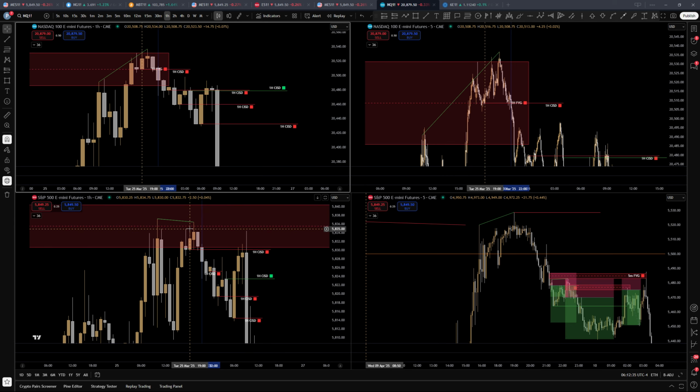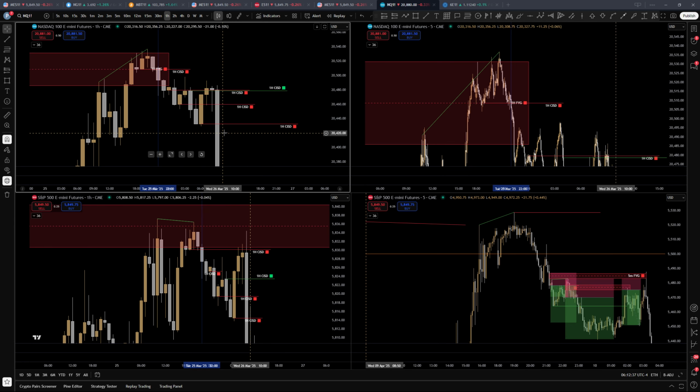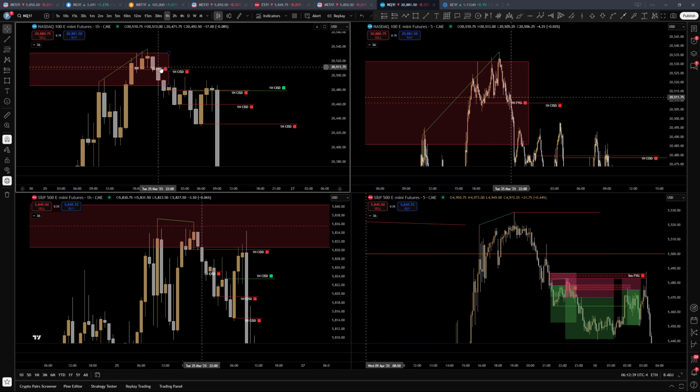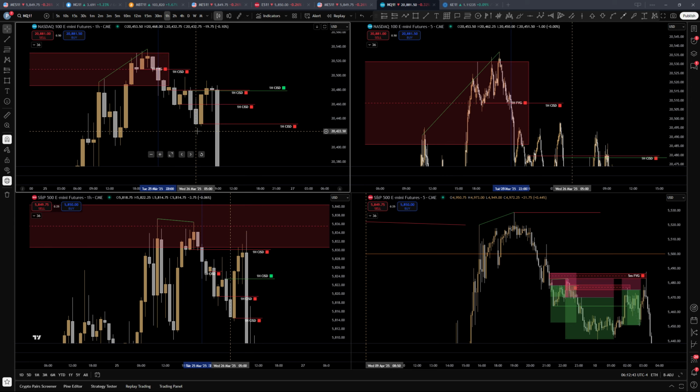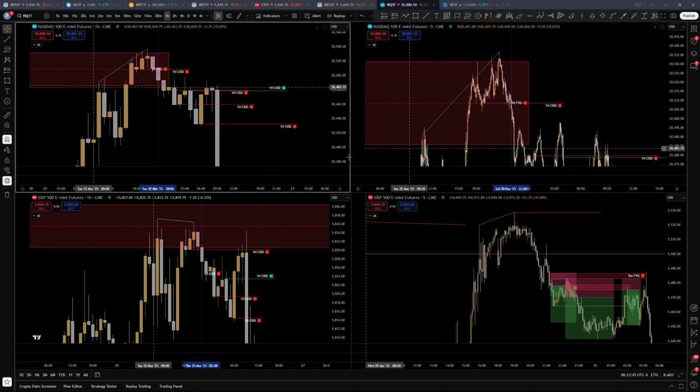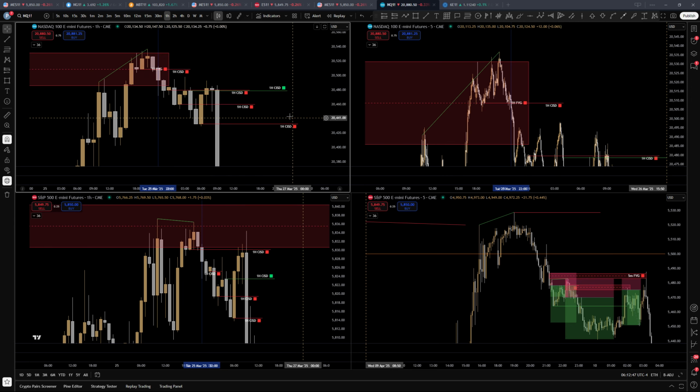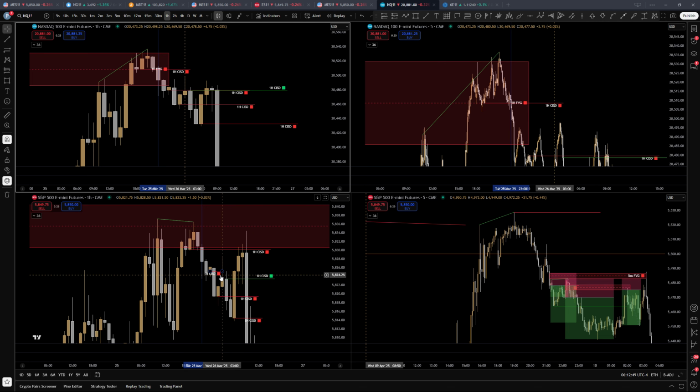So we're saying that they're both going down then, based on all this structure and everything. So, I mean, there's multiple. If you didn't get this entry, you could have got this entry, right? You could have entered here. You could have entered multiple places on the 1 hour. And the same here, really.